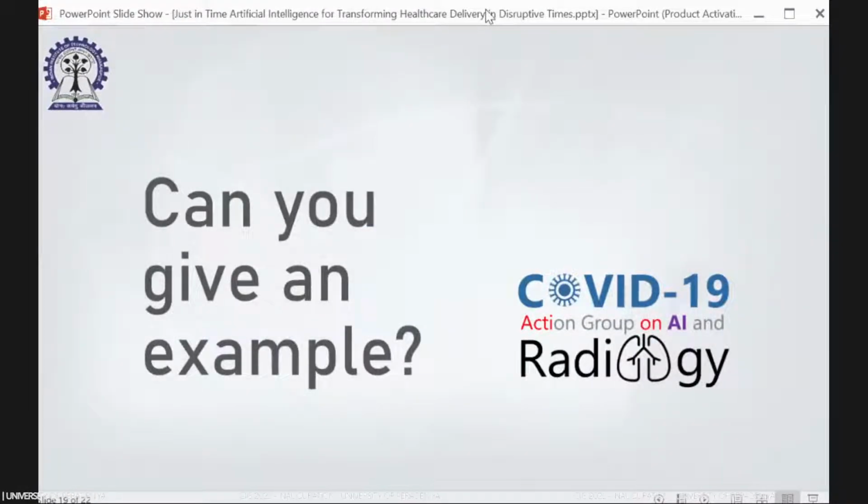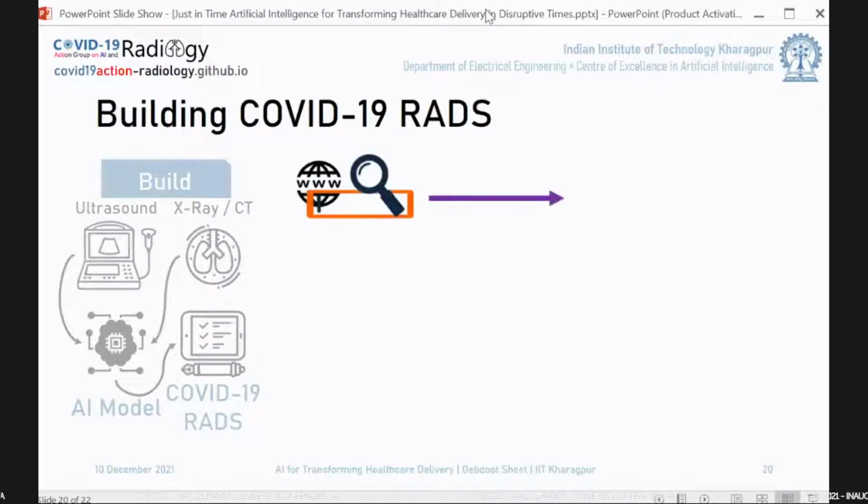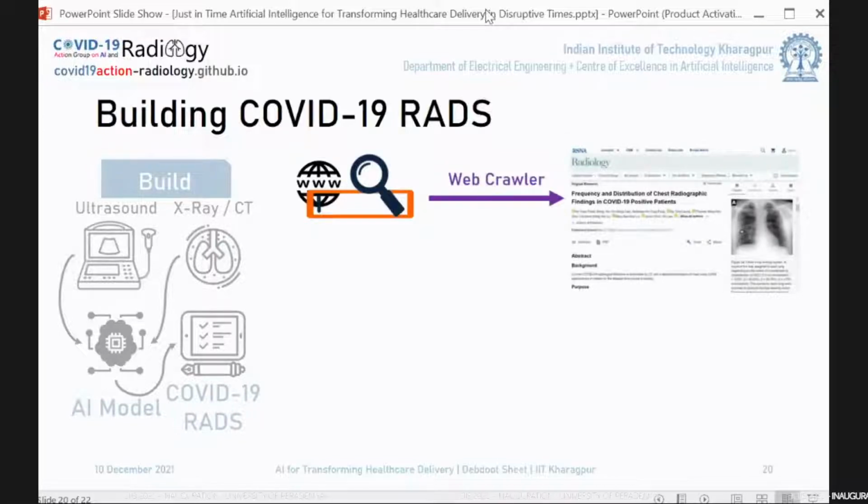So, as an example, let's take this particular situation over here, where we need to build up a COVID-19 RADS. The idea is we wanted to build up this checklist. Then how do we start with doing that? Because this checklist is supposed to reflect decision consensus of different people who are essentially reporting out on X-rays.